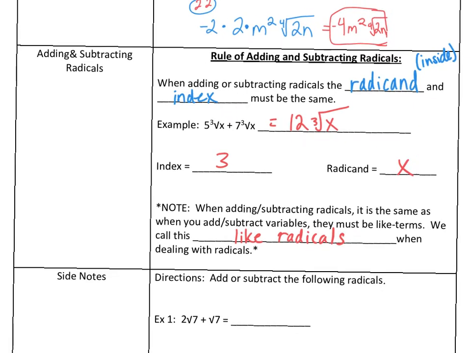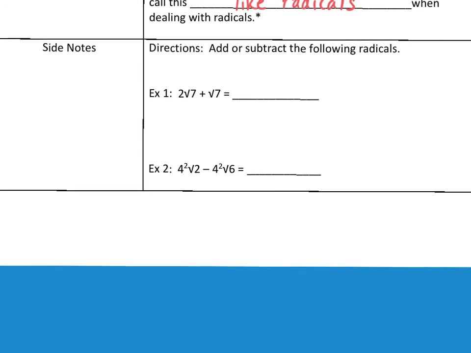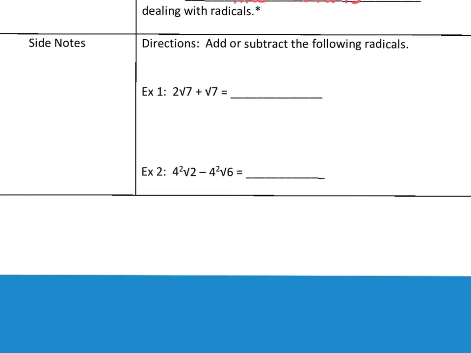All right. Add or subtract the following radicals. 2 square root of 7 plus square root of 7. Do they have the same radicand, same index? Yes. Okay, so now I just need to add the coefficients. What does it become?